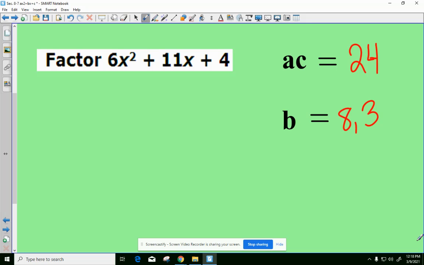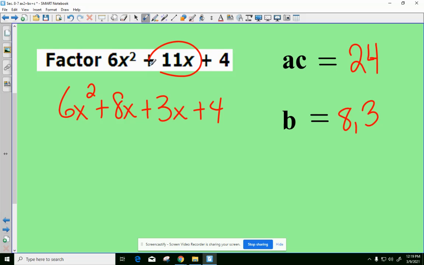What do I do now? Do you remember? I'm going to make this problem a little bit bigger than it originally was. So I'm going to take it from 3 things and turn it into 4. Kyler, what am I going to do? Very good. Okay, so the 11 that was in the middle, I'm replacing it with 8 and 3.